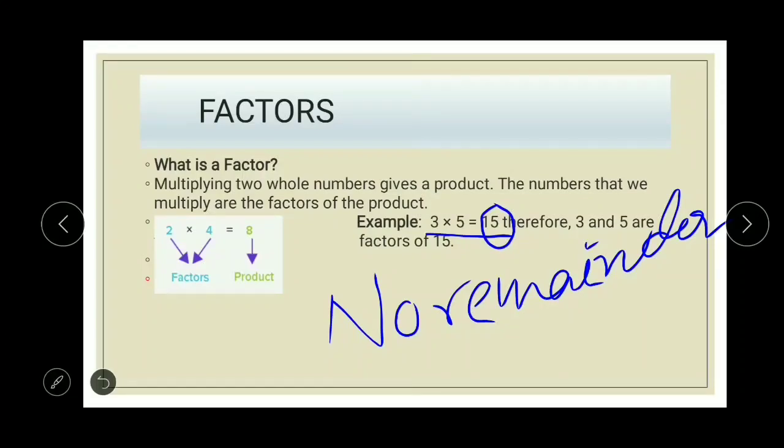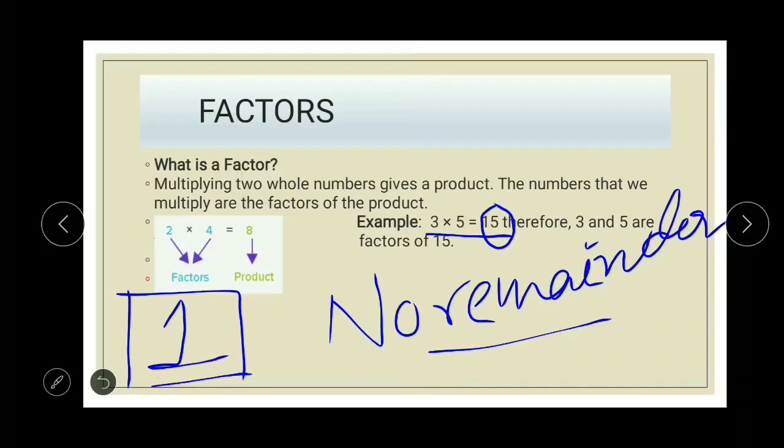On the other hand, in this example, 2 into 4 is equal to 8. If we divide 8 by 2 or by 4 both, then we will get no remainder. So we can also say that 2 and 4 are two factors of 8. Now we know all the numbers can be divided by 1 and we will get no remainder. So 1 is a factor of all the numbers.